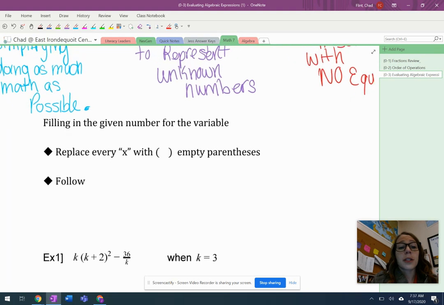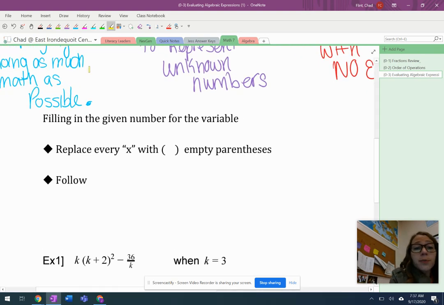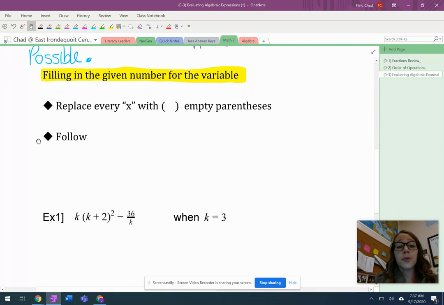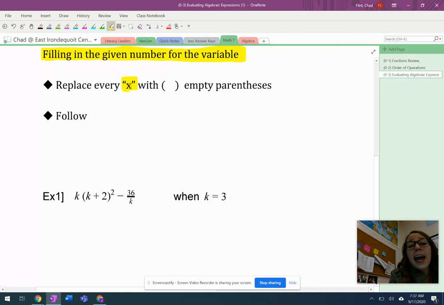Okay, so what we're doing here is we are going to be filling in the given number for the variable. And to do that, we're going to replace every x. Do we always have to use x? Can there be other variables, or is x the only one we can use? X is not the only variable we can use. You might see in our first example right here, I'm actually using k instead of x. When I say x in this bullet point, I just mean whatever variable you're using.